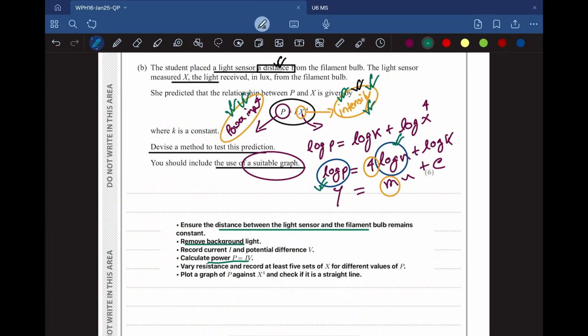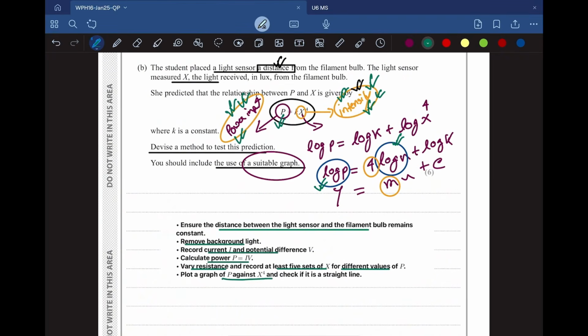We will calculate the power. Before calculating the power, we'll have to record the current and potential difference every time we vary the power input by varying the resistance, because varying the resistance makes the current vary. So when the current varies, the power input also varies, and we will record at least 5 sets of x for 5 different values of p. For 5 different values of power input, we record how the intensity changes, and then we draw a graph of p against x to the power of 4 and check if it is a straight line.